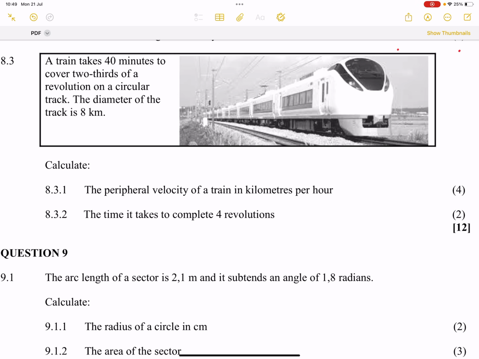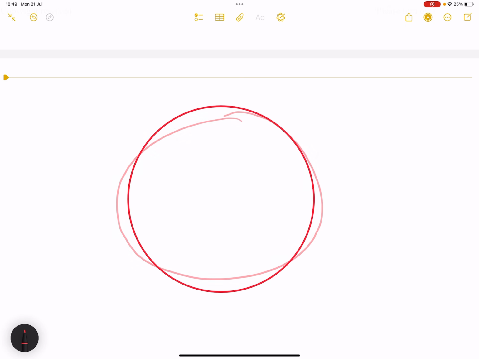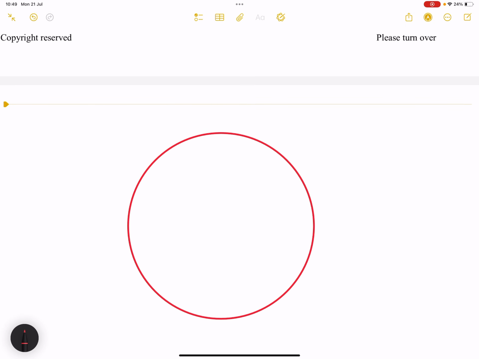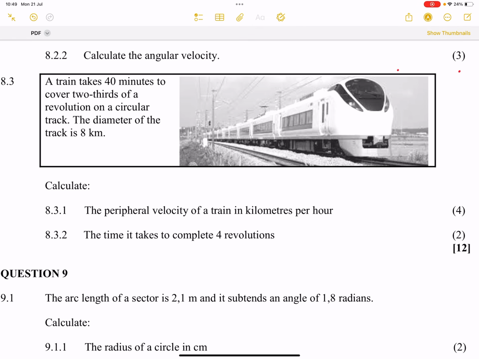All right, so the question says a train takes 40 minutes to cover 2/3 of a revolution of a circular track. They say the diameter of the track is 8 kilometers. Now, let's quickly check. Firstly, we've got a circular track, and there are several things that they give us about that circular track. They said this train actually takes 40 minutes to cover only 2/3.